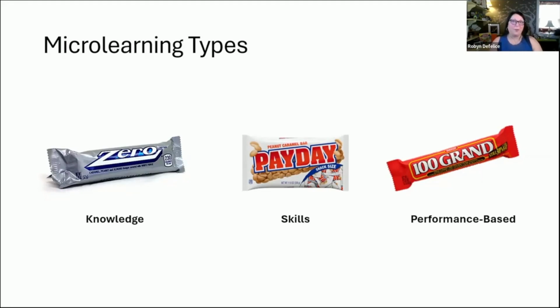Knowledge is great, but it may not pay the bills. But if we move to the payday bar, that's our skills. Skills equals dollar bills. Remember that. This is how you earn your effort, right? We take that knowledge, we take our skills, we put them together to do a job and earn a paycheck. So skills equal dollar bills. Think of it as a payday candy bar.